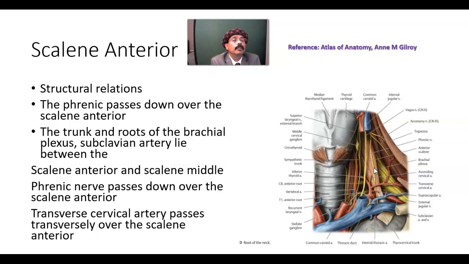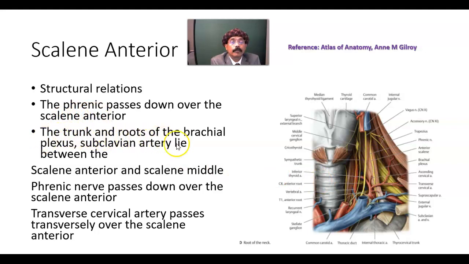The phrenic nerve, we know, has root value C3, C4, C5, and it innervates the fibrous pericardium, mediastinal pleura, and also the gallbladder on the right side. But the most important nerve supply is to the diaphragm. So this is going down over the scalene anterior.